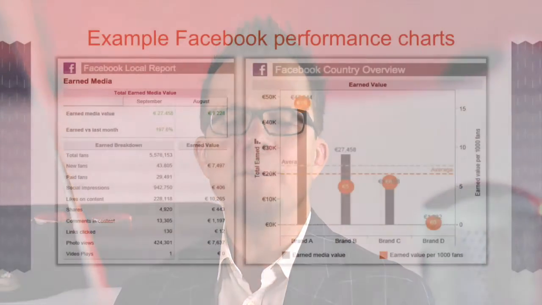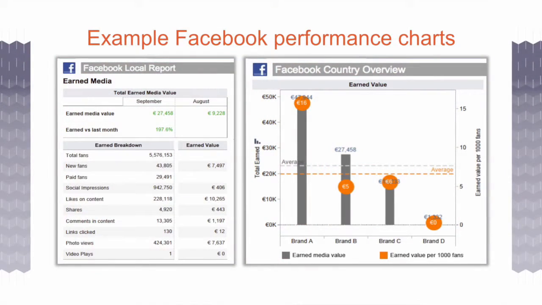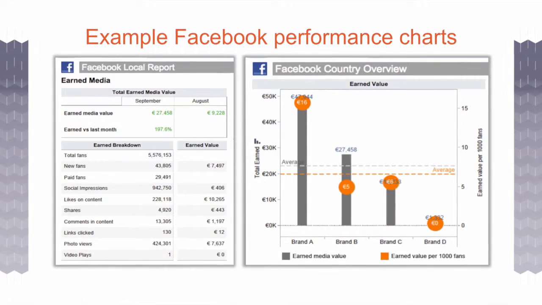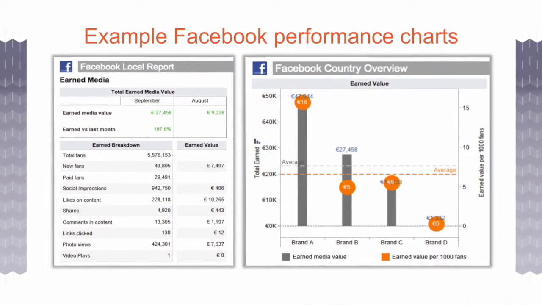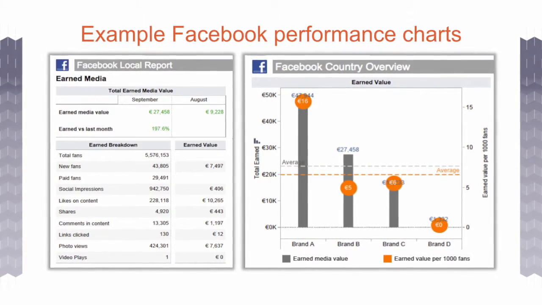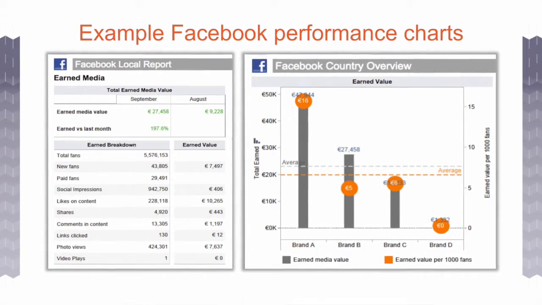So next slide, we have some examples here. On the left side you see a typical table that shows us the earned media value of one Facebook page in one country for one month in this example. And the breakdown shows you which interaction, which kind of engagement actually drove the most value, had the most earned media value.